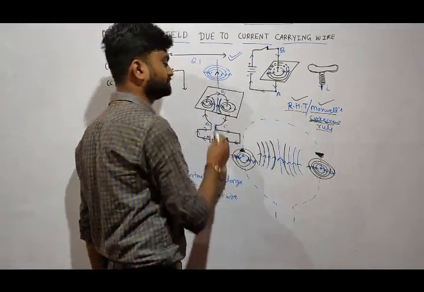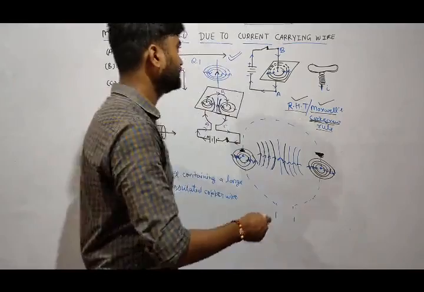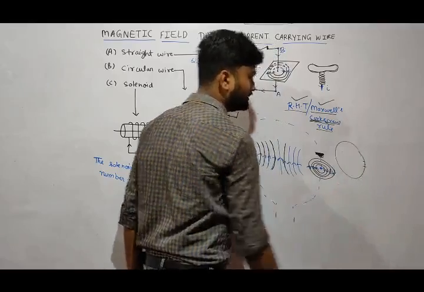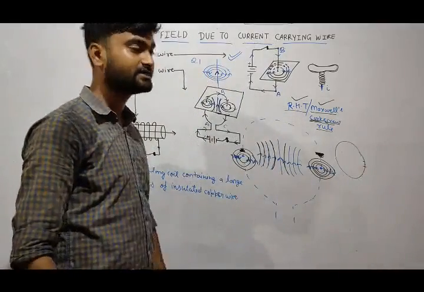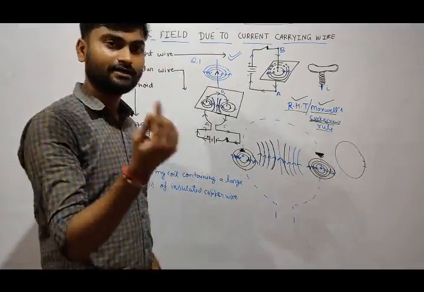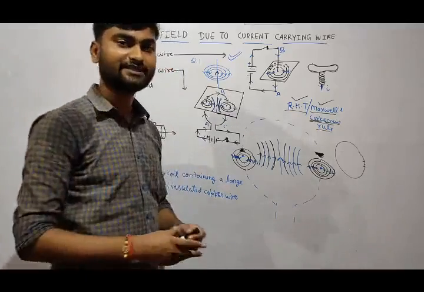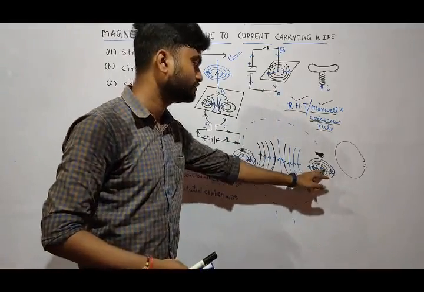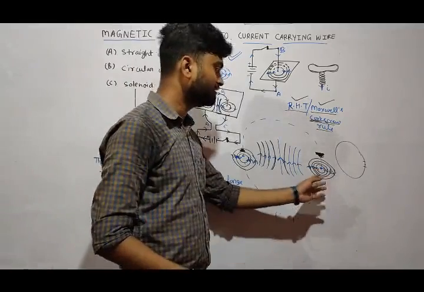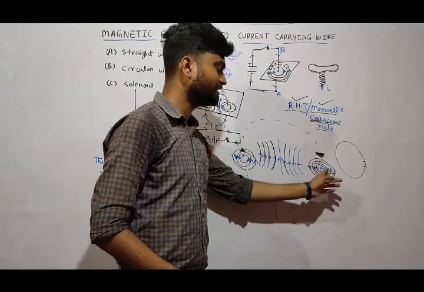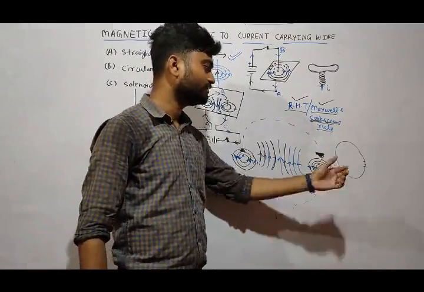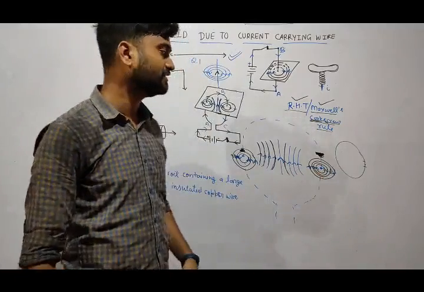And what about here? As we know, if we have a loop and this is the point, then a small part is a straight part. It is almost straight. And you know the magnetic pattern around a straight wire is circular. So this is a straight wire and the magnetic fields are in the pattern of circles, this side and this side also.